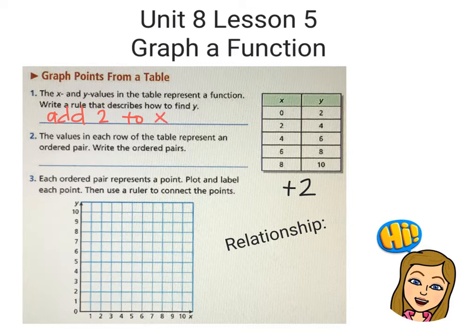Now another way to do that is to write it in an equation. So we'll put this separate. X plus 2, whoopsie, equals y.